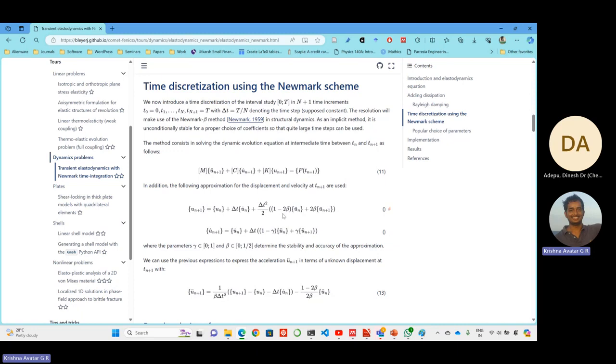And if you see here, when you put beta is equal to 0, then it becomes u_{n+1} is equal to u_n plus delta t u_n dot plus delta t squared by 2 u_n double dot. And this you will recall is just from our kinematics course, during class 11 or 12, I believe class 11.